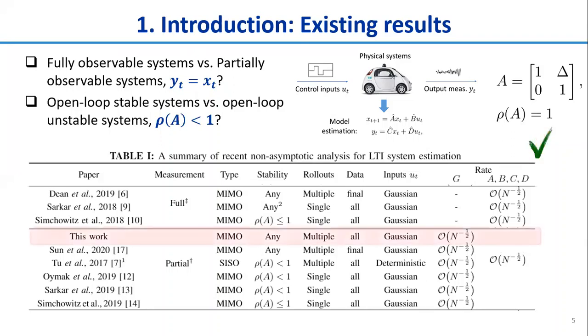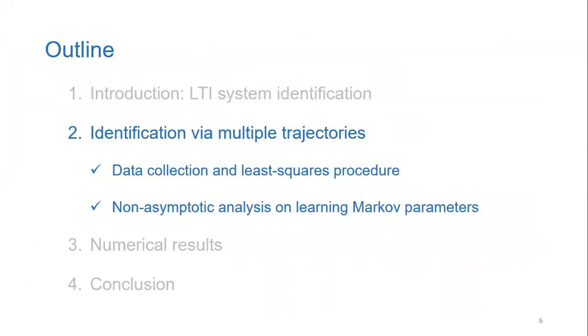And in this talk, I'm going to present a simple least squares estimation procedure for the identification of a partially observable system. One key feature of our procedure is that we can deal with any open-loop unstable systems. And we also present a non-asymptotic guarantee for the estimation error. Now I'll move to the main part of the talk.